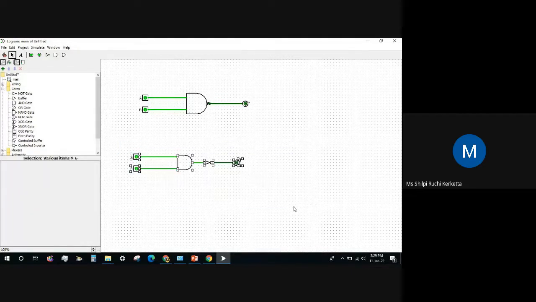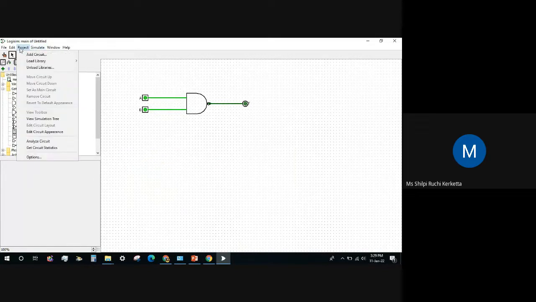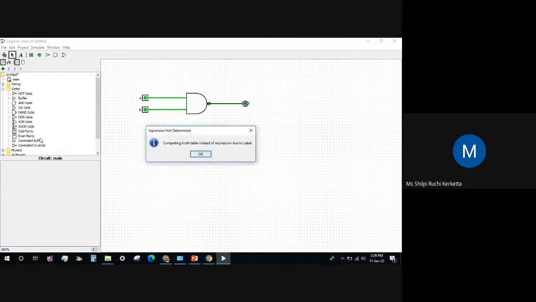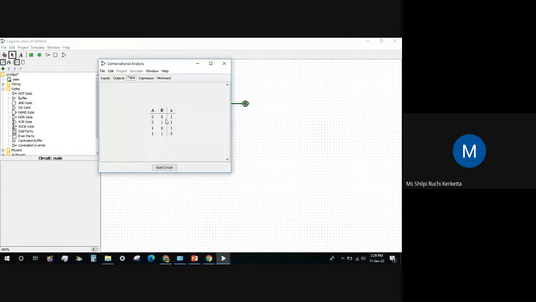We will just see the expression for this NAND gate. So this is the truth table. For 0 0 we are getting a 1. For 1 0 we are getting a 1. For 0 1 we are getting a 1. For 1 0 we are getting a 1. And for input as 1 1 we are getting a 0.